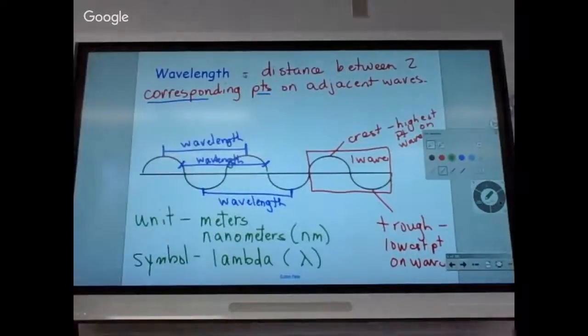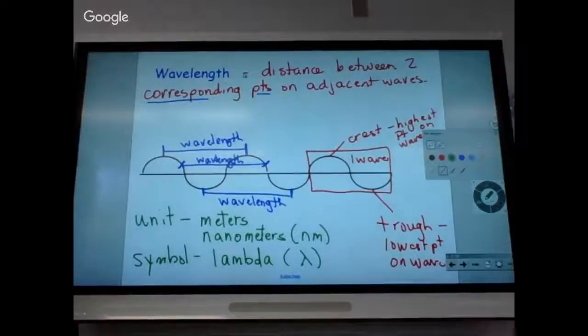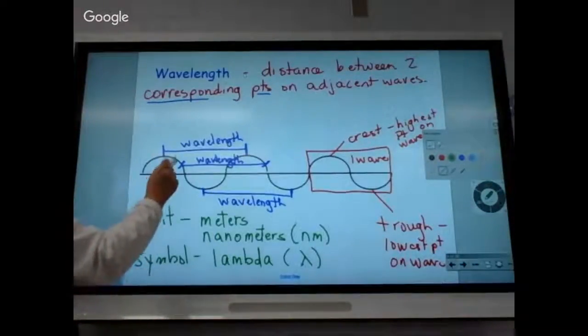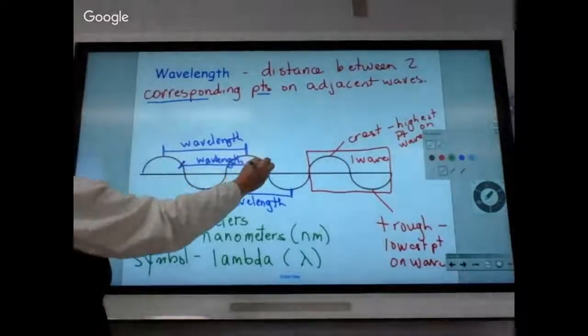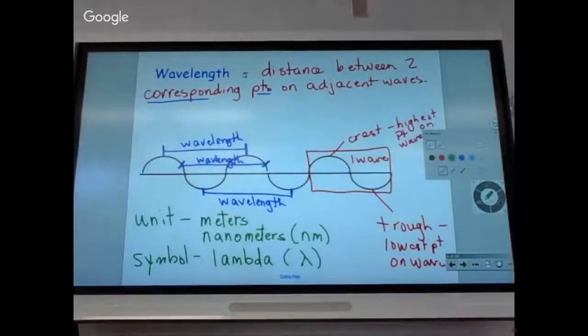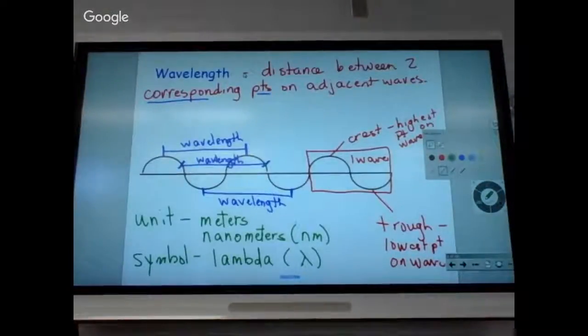But you don't have to use a crest or a trough. They're just the easiest ones to use. So I said we could do from like the midpoint of this wave going down to the midpoint of this wave going down. Okay, but you don't have to. It just has to be the same point on the next wave's same point.